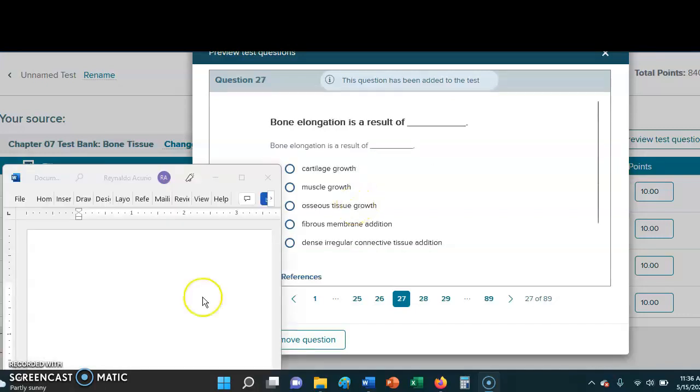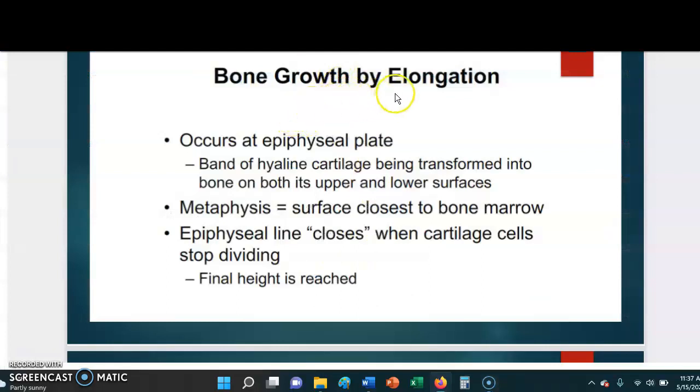Next question. Okay, let's stop for 5 seconds so you can think about your answer. Okay, and we have different options in here. Bone elongation, so it's talking about bone, right? That's got nothing to do with the muscles. Osseous tissue growth, fibrous membrane. No, it's not because of fibers. This is also fibers. So let's take a look at that then. Right here we have bone growth by elongation, and that happens at the epiphyseal plate because there is what in there? Hyaline cartilage. So obviously the answer should be cartilage.